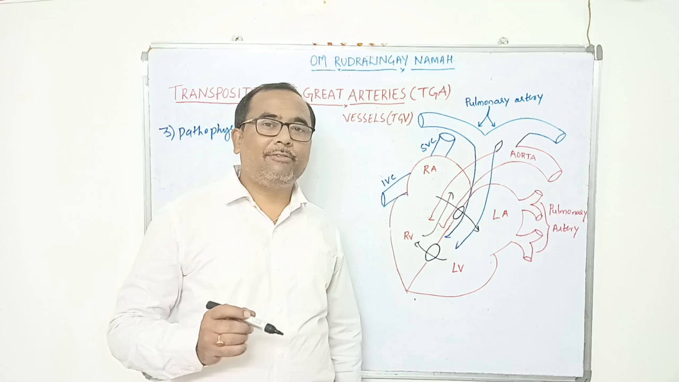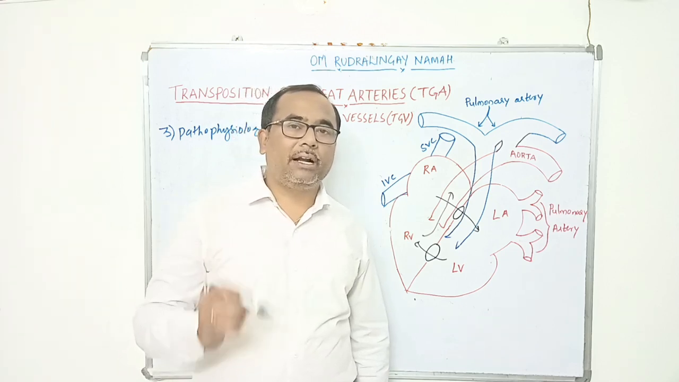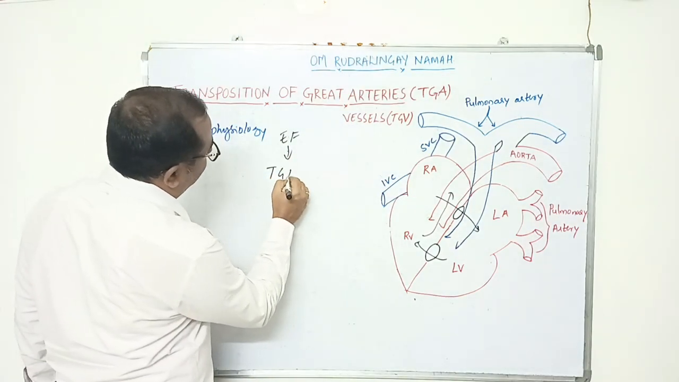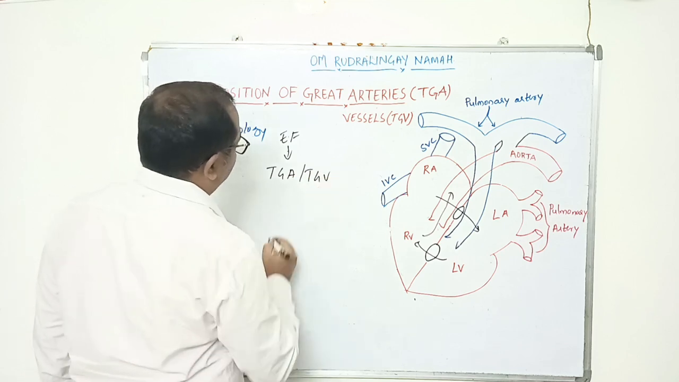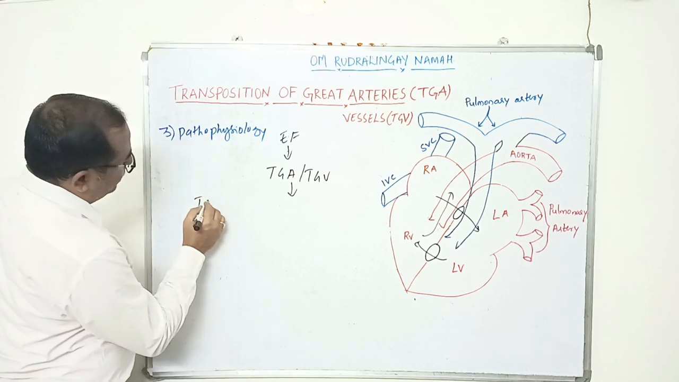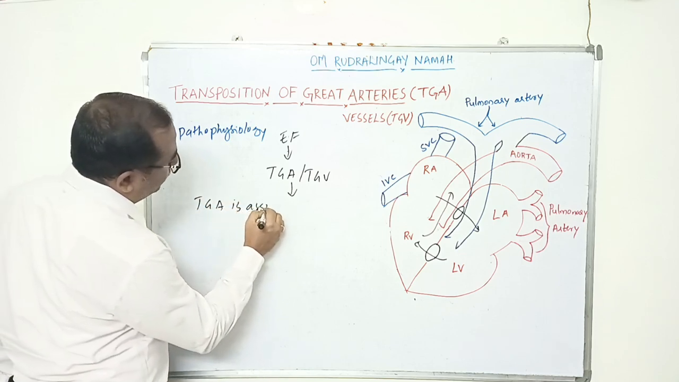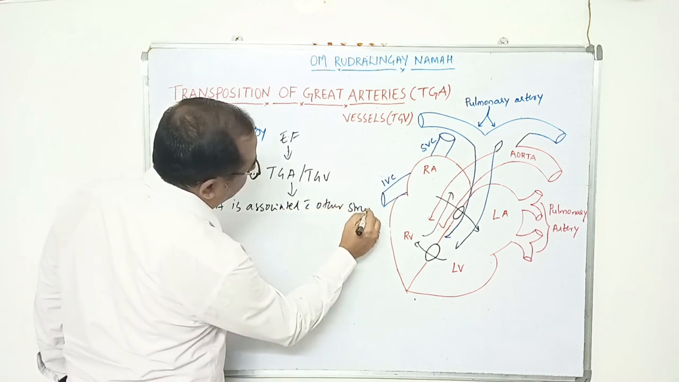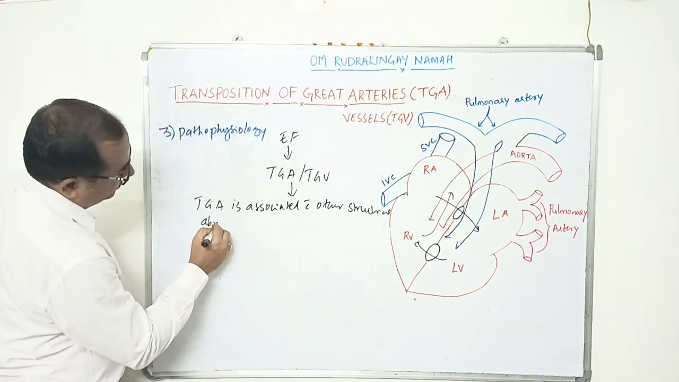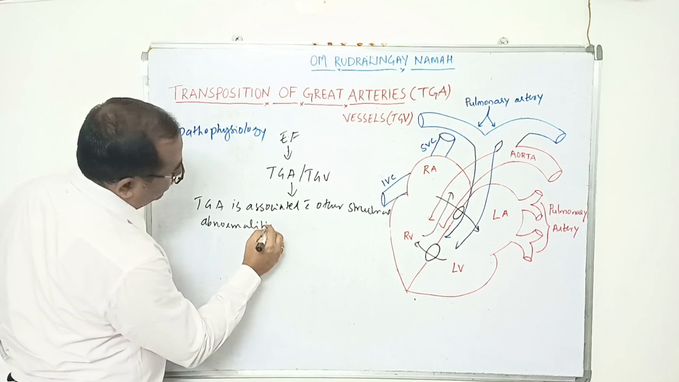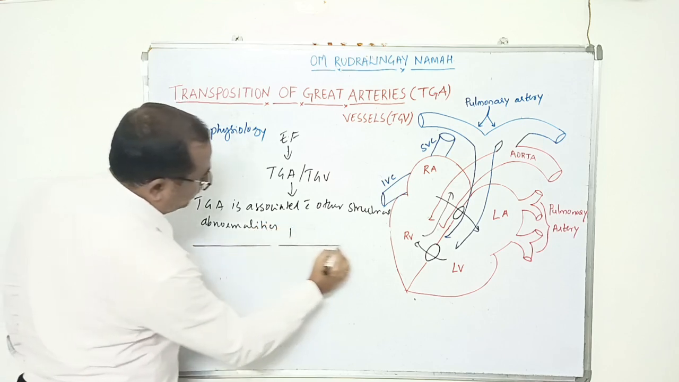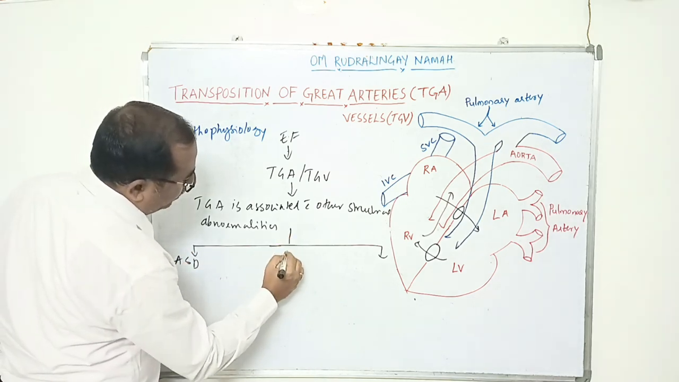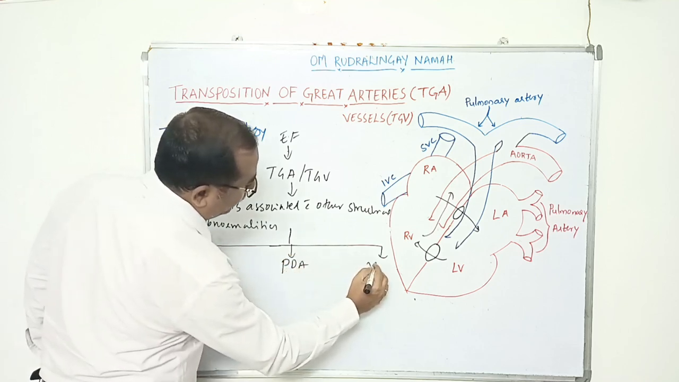Okay, now we'll see another side of the pathophysiology of transposition of great arteries. Suppose, due to etiological factors, there is a transposition of great arteries or great vessels. If this TGA is associated with other structural abnormalities, such as atrial septal defect, patent ductus arteriosus and ventricular septal defect.